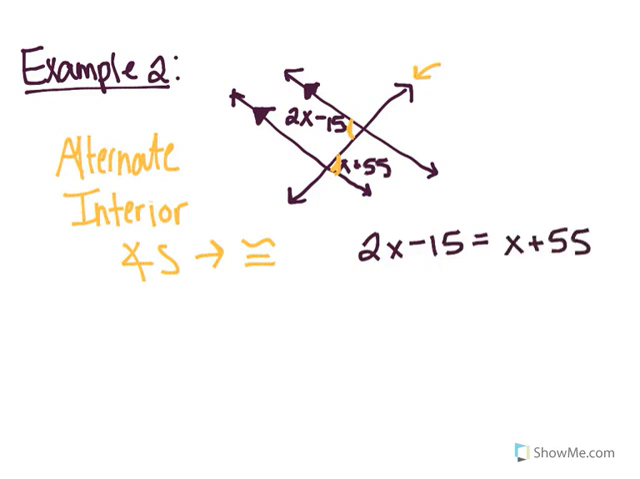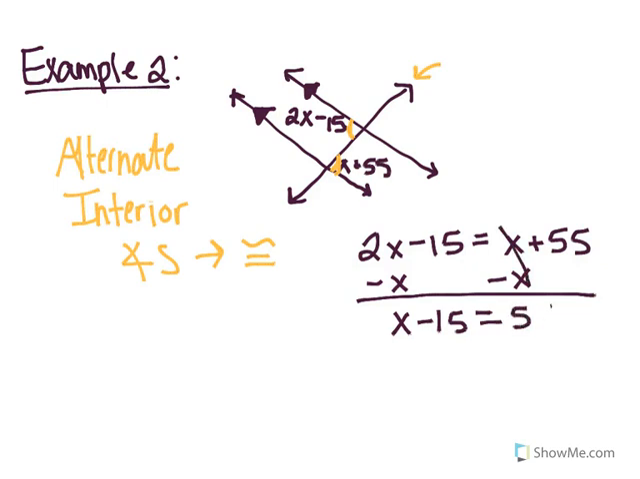So we're going to go ahead and solve this. I'm going to subtract the x from both sides. And I'm going to get 1x minus 15 equals, and these guys canceled, so 55. And lastly, I'm going to add 15 to both sides, sorry. And the 15's cancel, and I have x equals 70.